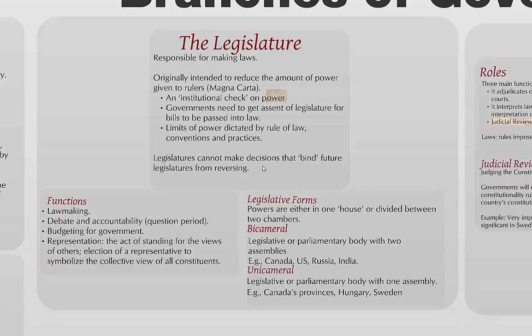One important principle here is that legislatures cannot make decisions that bind future legislatures from reversing those decisions. And that's important so that we have political options. If a left-wing government makes a decision, then a later right-wing government can undo those decisions. That's part of the process. And of course, the one exception to this would be the Constitution, which is harder to change, but still possible to change. So there we go.